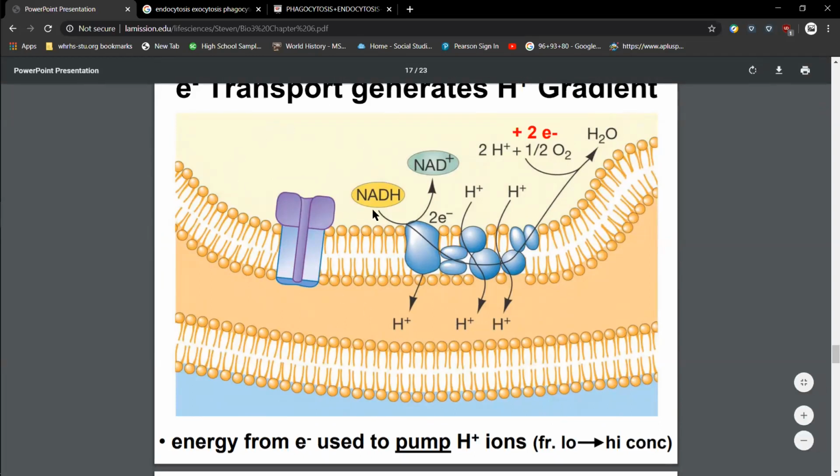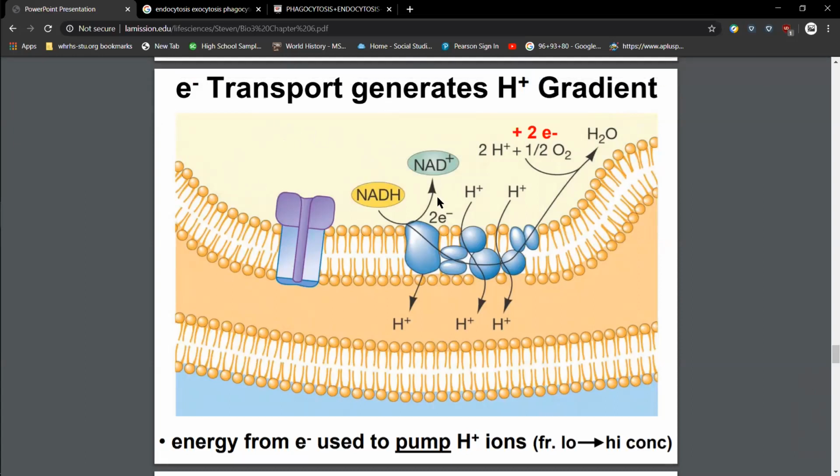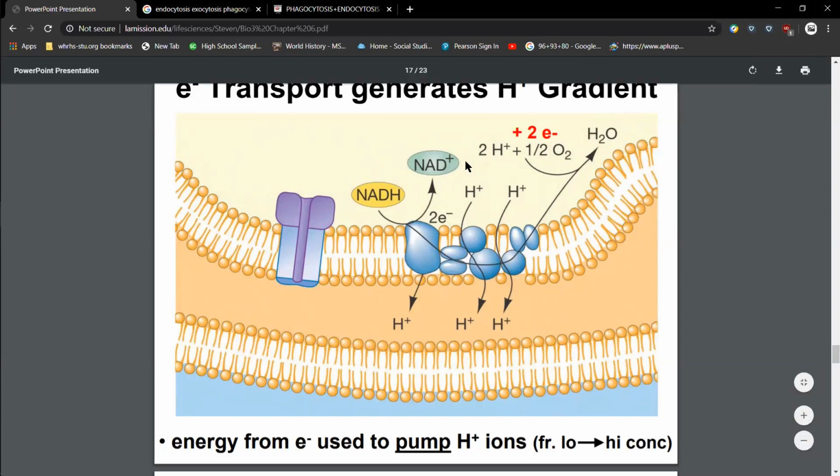Remember we said over here, the space is the matrix. This is also where the Krebs cycle takes place. So pretty much the hydrogens are going to be pumped from the matrix into the intermembrane space. And this is what's going to create the gradient. So it's going to be pumped from here into here.